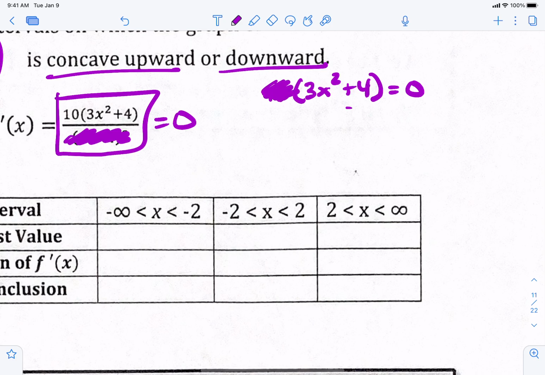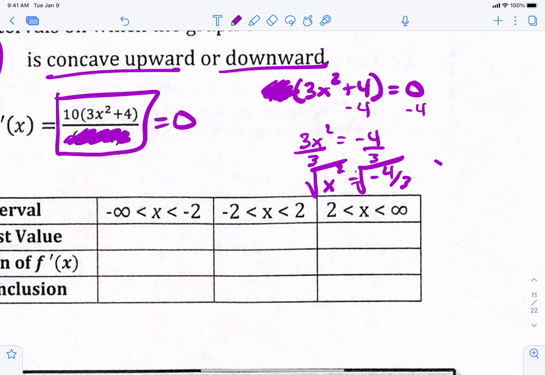Subtract 4: 3x squared equals -4. Divide by 3: x squared is -4/3. And I take the square root. Uh-oh, the square root of -4/3. You can't take the square root of a negative, so we have no critical numbers.